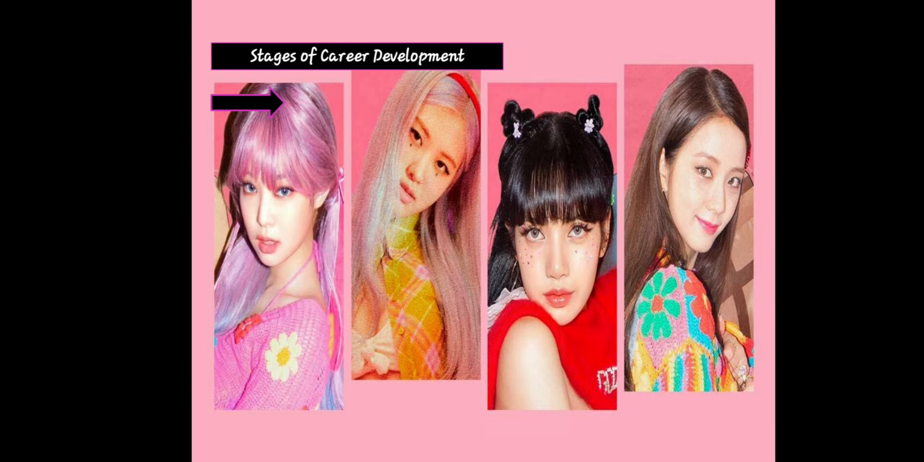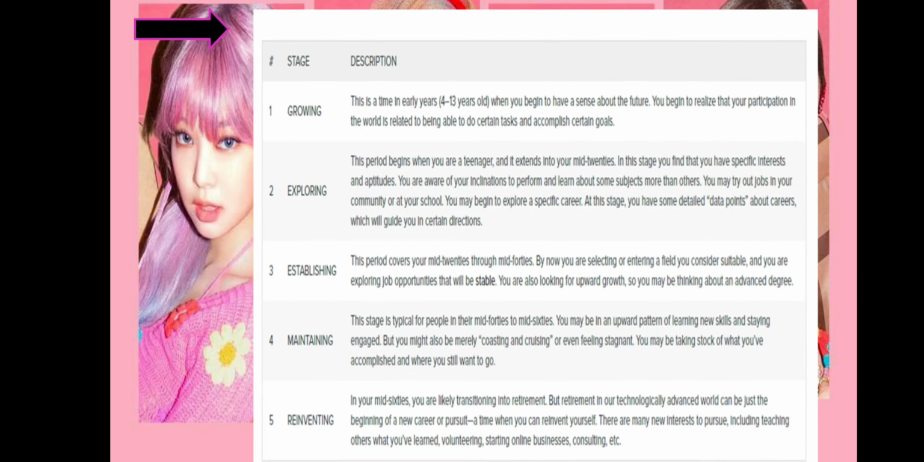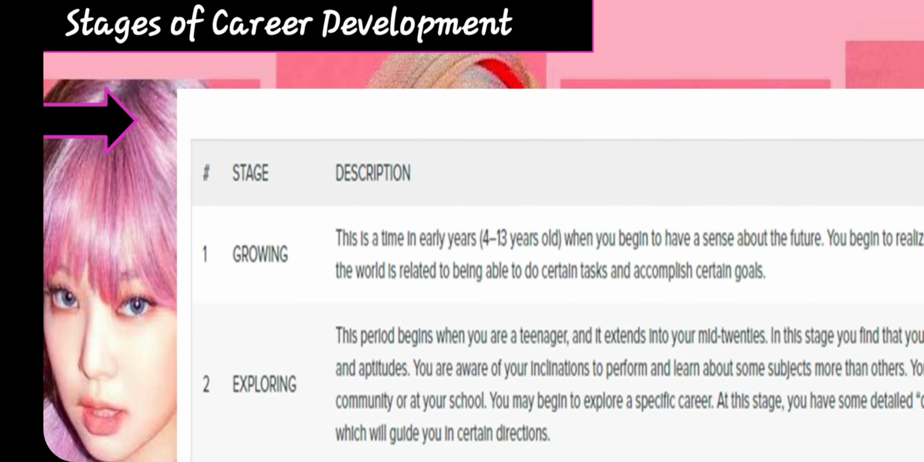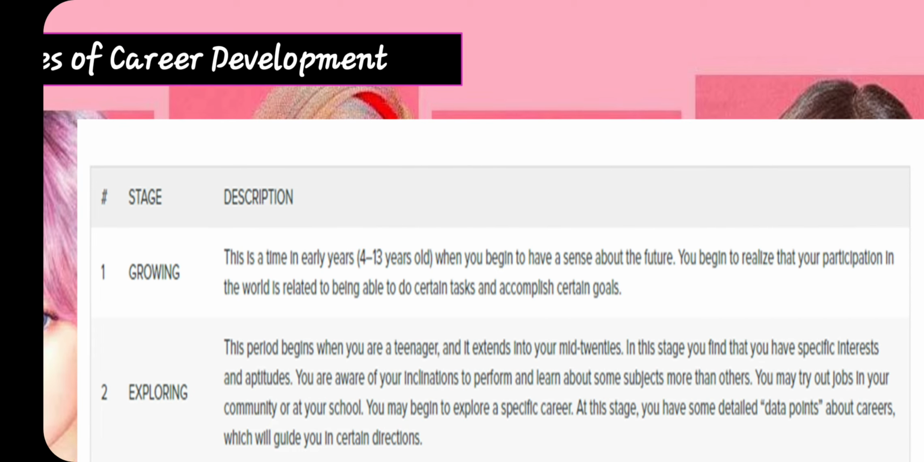And what are those? Of course, it starts with the stage of growing. Number one, the first one, stage of growing. This is the time in early years, when you are 4 to 13 years old, when you begin to have a sense about the future. You begin to realize that your participation in the world is related to being able to do certain tasks and accomplish certain goals.